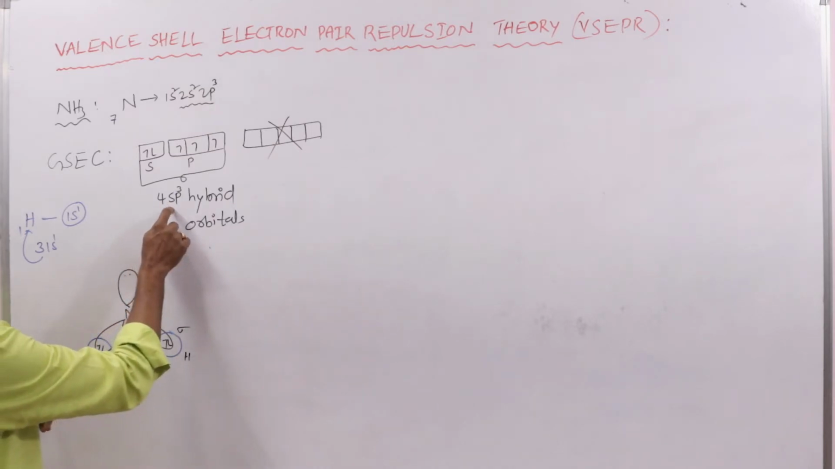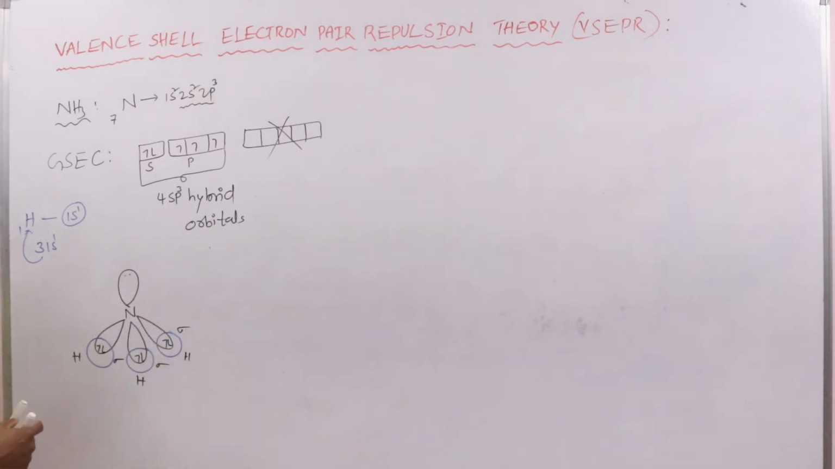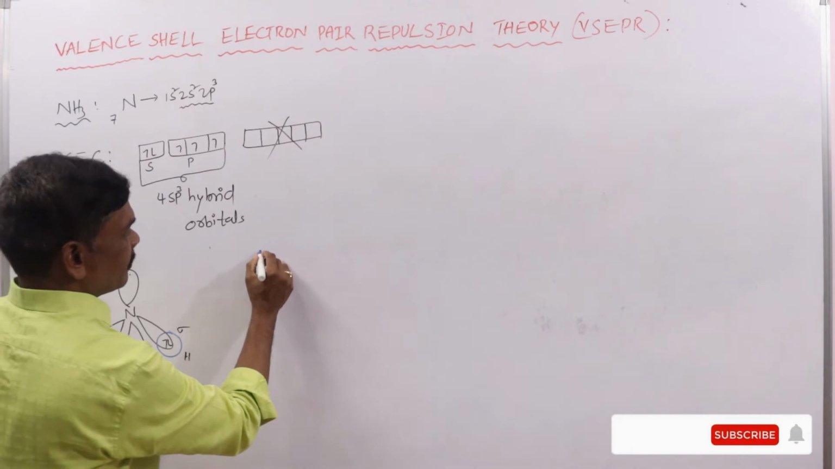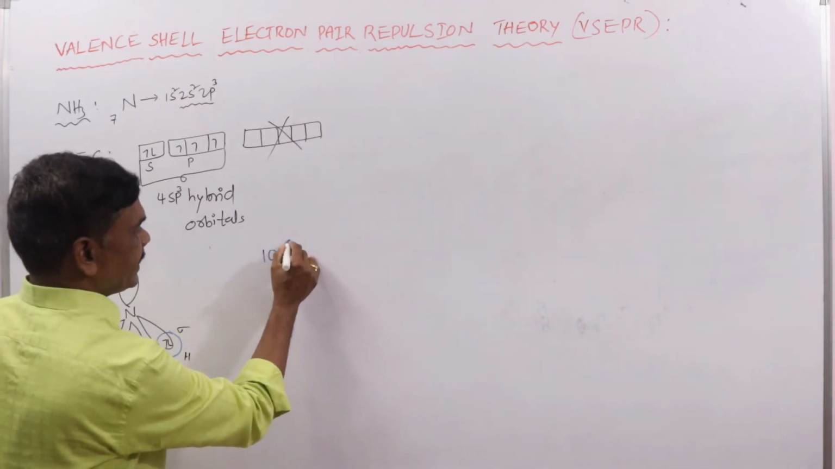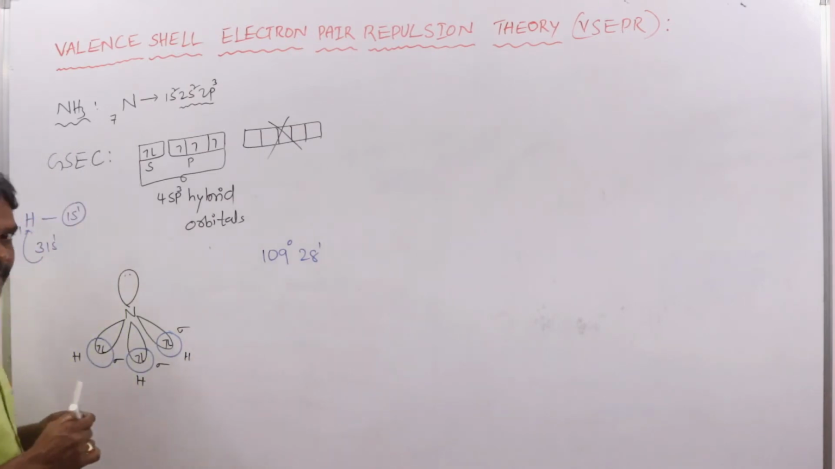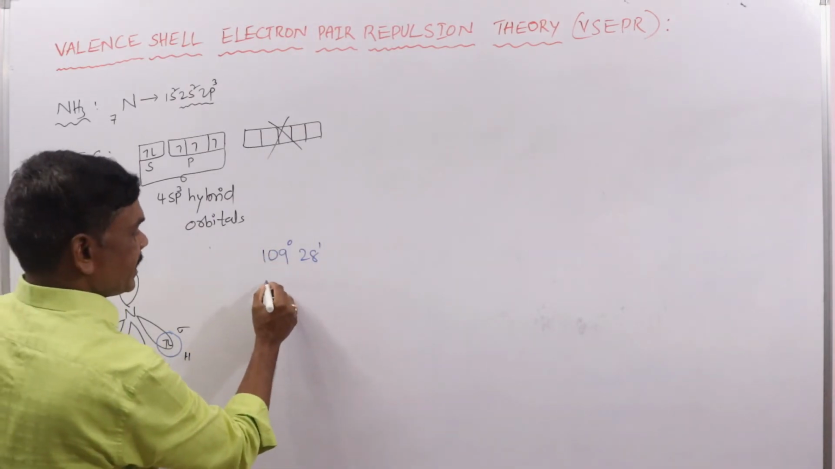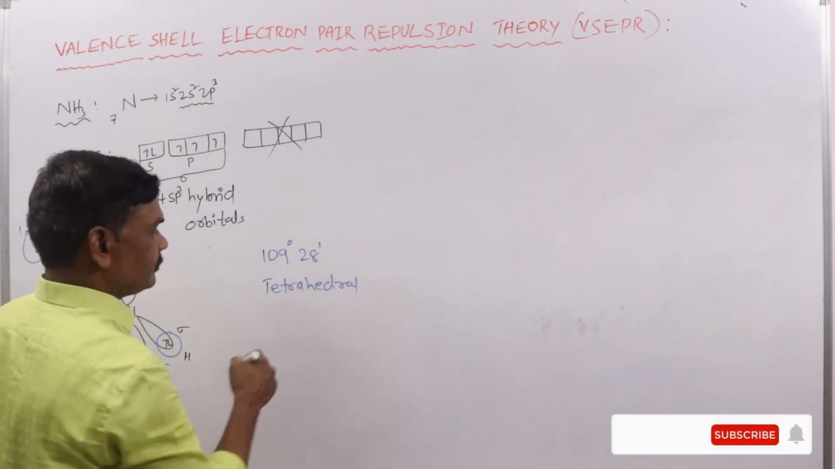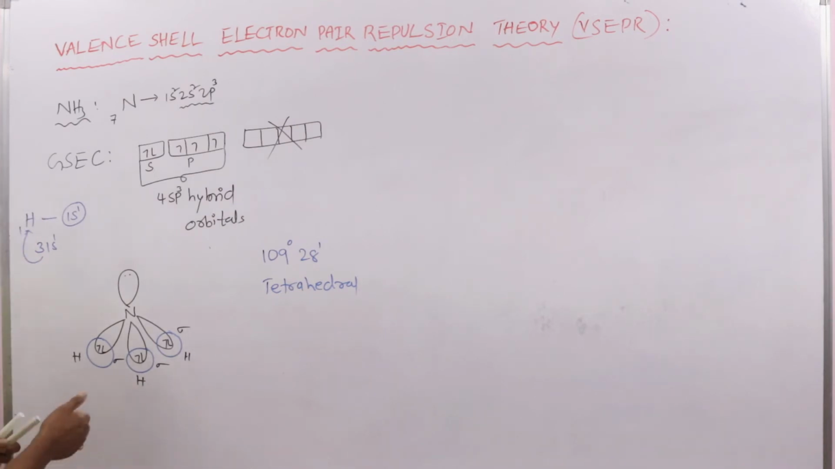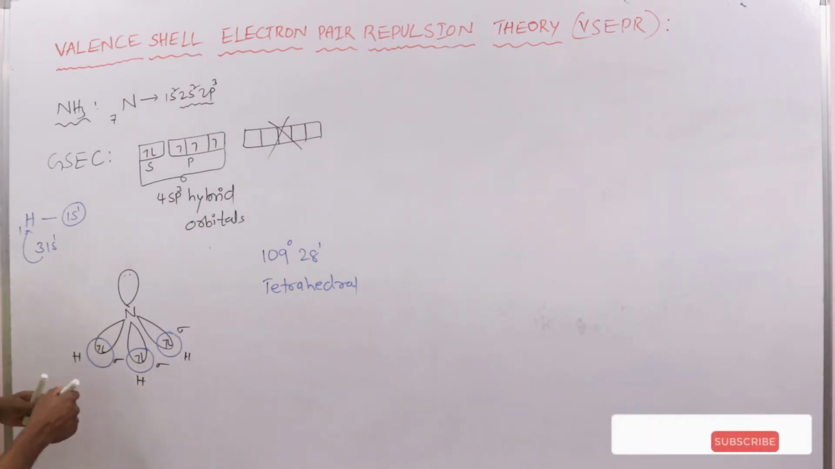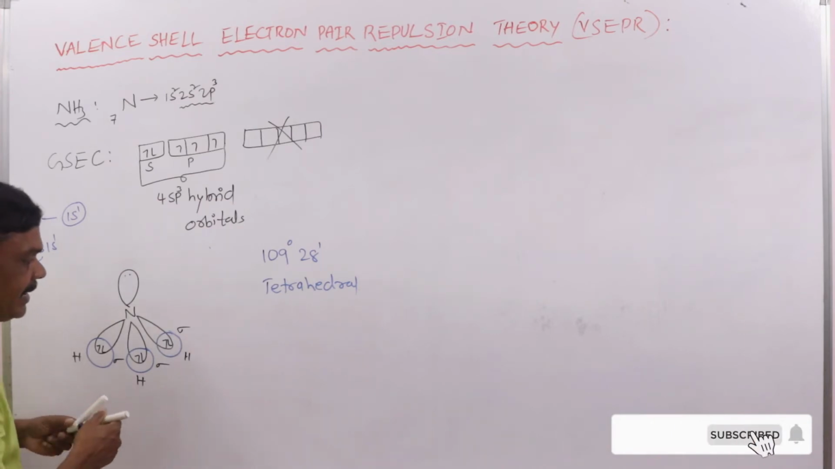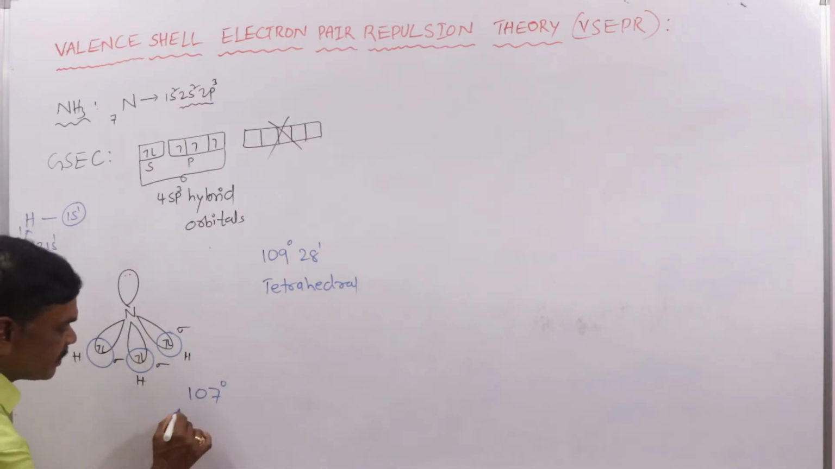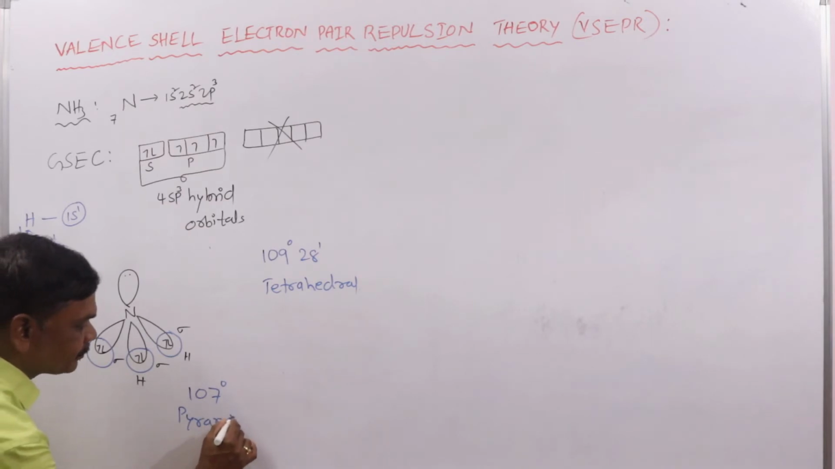What we predicted is sp3 hybridization. If it is sp3 hybridization, what is the bond angle? 109 degrees 28 minutes, and the geometry is tetrahedral. But in the case of ammonia, the bond angle is 107 degrees, and the geometry is pyramidal.